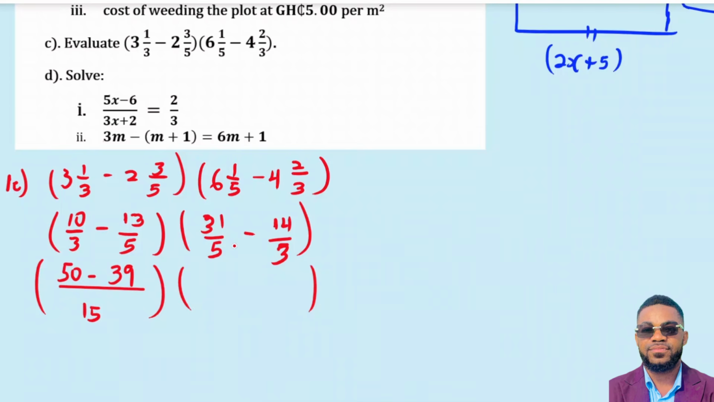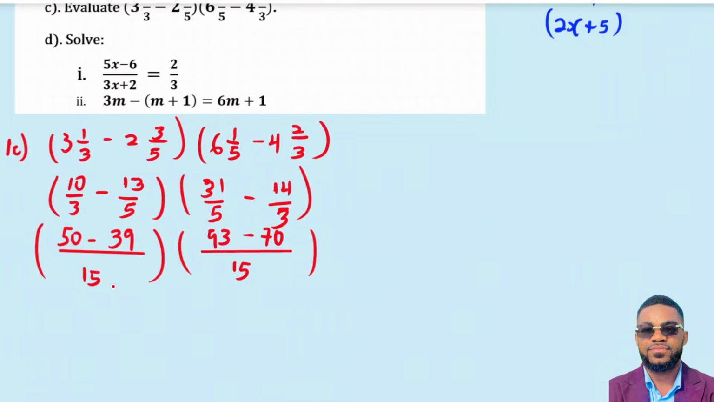We come to the next fraction. Now we can find the LCM. That's going to be 15 once again, because the denominators are 5 and 3. So 5 goes into 15 3 times 31. We have 93. Minus 3 goes into 15 5 times 14. We have 70.